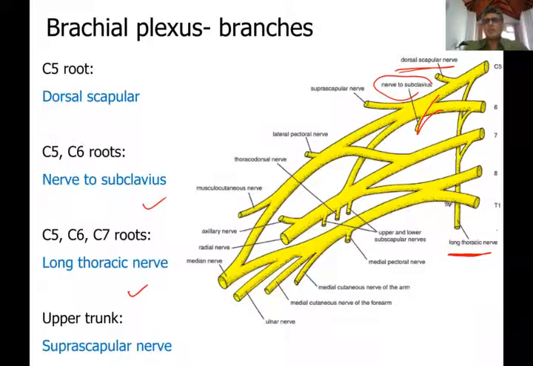Then there's another point. The previous ones are from the roots; from the trunks, you get the suprascapular nerve from the upper trunk. Again, the suprascapular nerve is important because it supplies the supraspinatus and infraspinatus muscles in relation to the scapula. If you damage the suprascapular nerve, the supraspinatus muscle will be paralyzed, and the initiation of shoulder abduction would be affected, especially the first 15 degrees. You know these things, I hope.